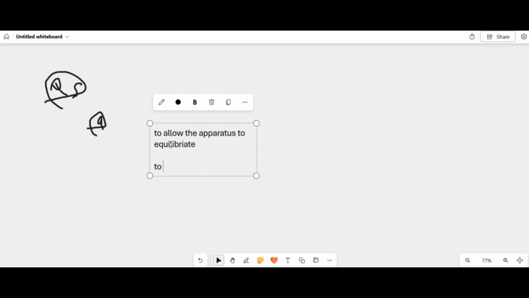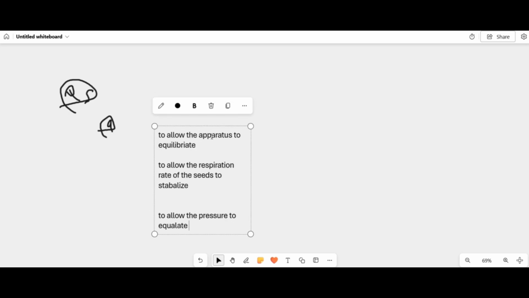And then also to allow the respiration rate of the seeds to stabilize, so to allow them to respire at a constant rate. And then also to allow the pressure to equalize, so to make the atmospheric pressure outside equal to the inside.